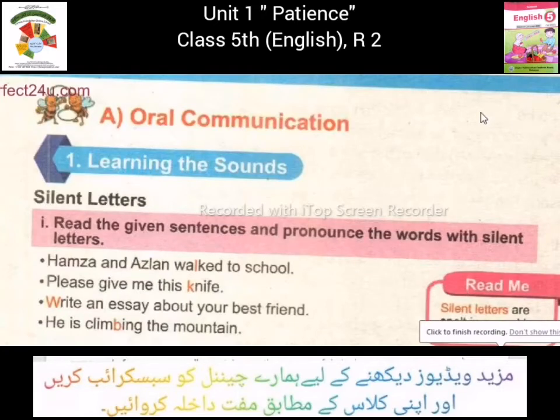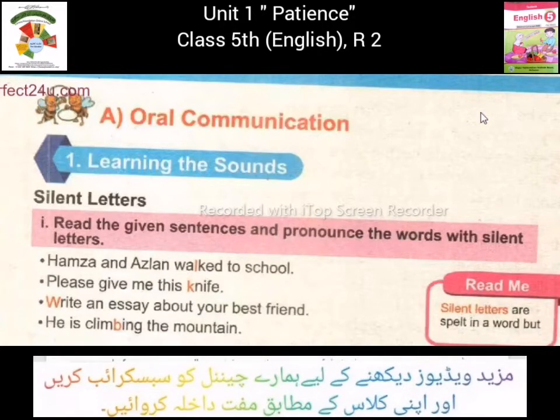Students, in the last video we covered the chapter of unit number 1. In this video we will cover the exercise of this chapter. So let's start from the first part, that is oral communication, in which we will first learn the learning sounds, that is silent letters. So first you should know what a silent letter means. Silent letters are letters that cannot be heard when the word is spoken.